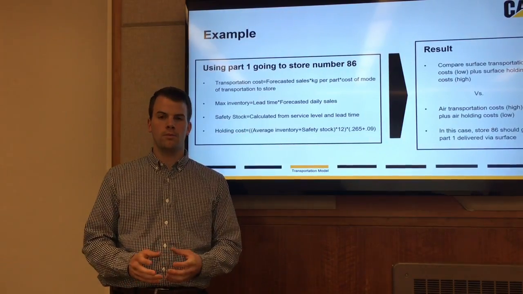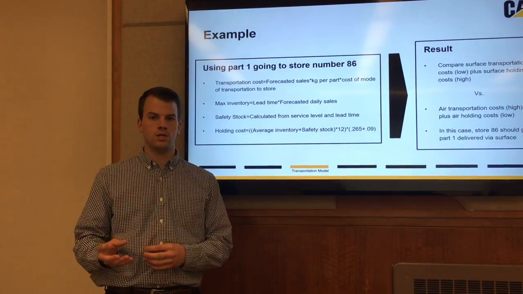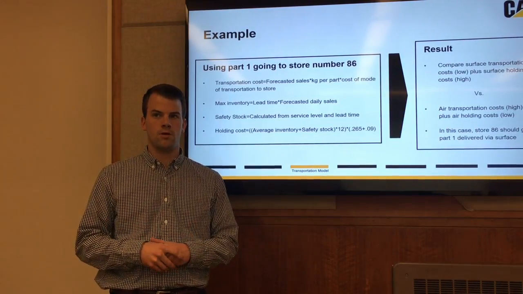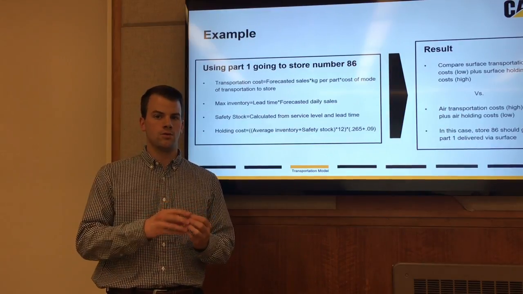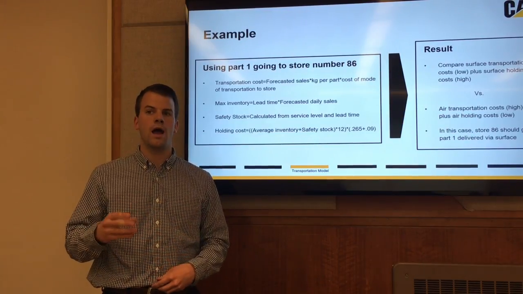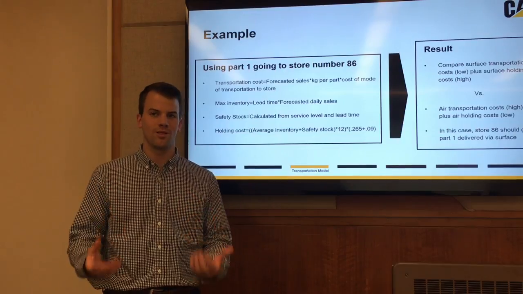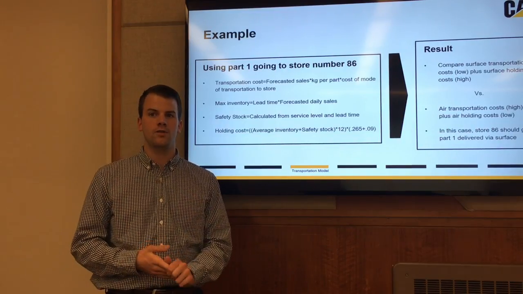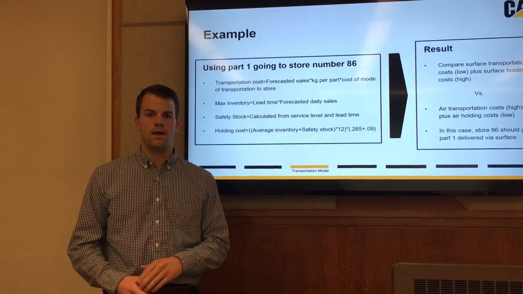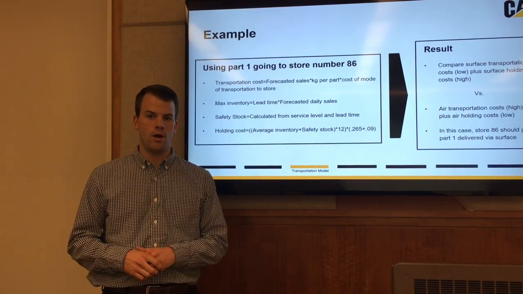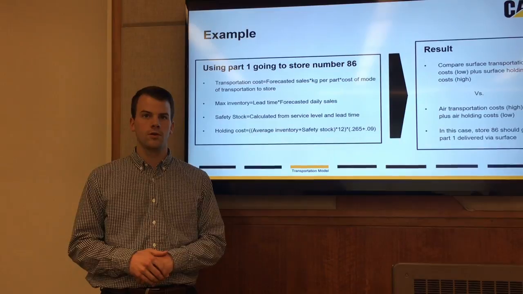As a result, we're going to compare the surface transportation cost, which would be low, and the surface holding cost, which would be high, versus the air transportation cost, which would be high, and the air holding cost, which would be low. So in this case, store 86 should get part 1 delivered via surface, which tells us that it is not a high volume product, and so there's not going to be a lot of holding costs.